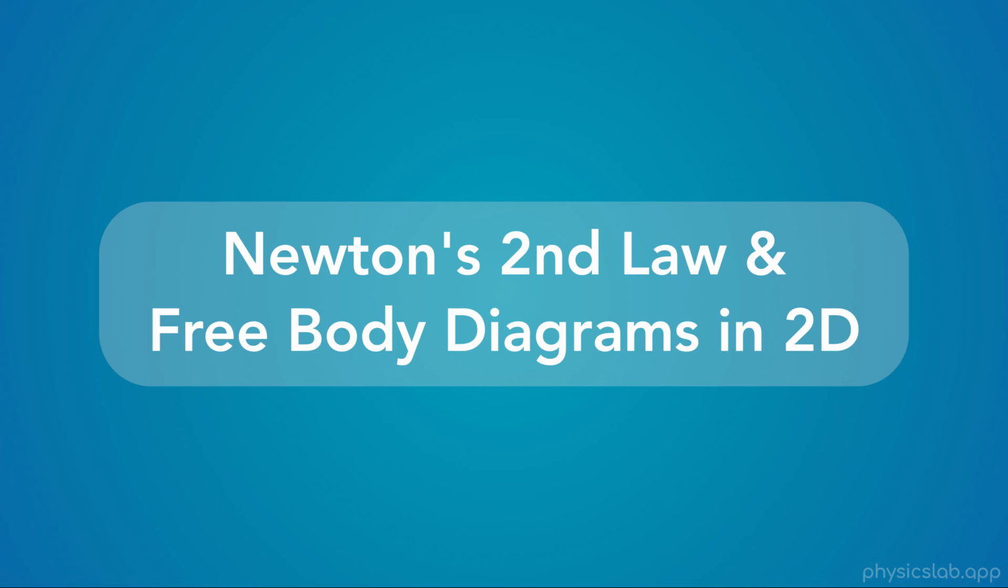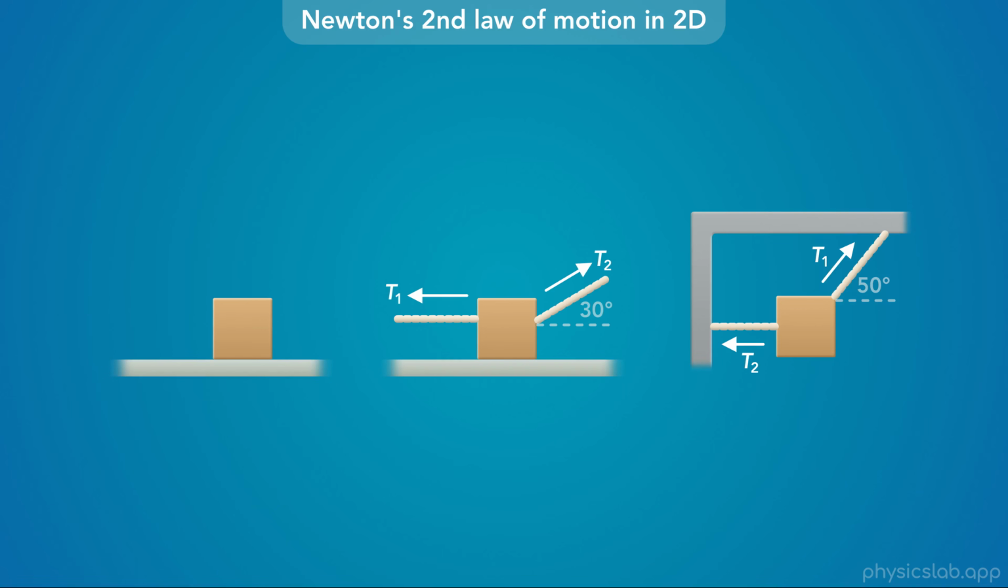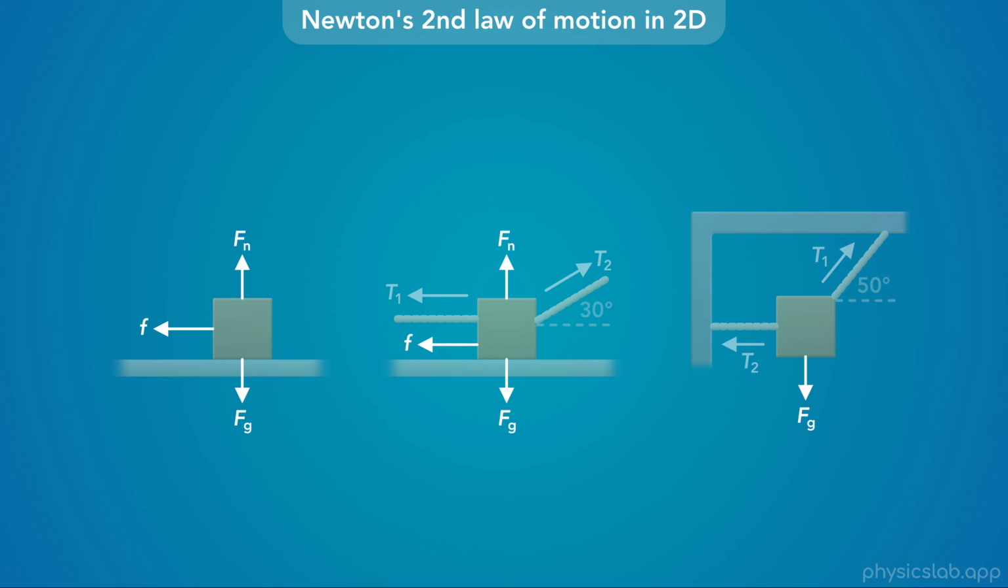Hey everyone! In this video, we're going to learn about Newton's second law and free body diagrams in 2 dimensions. As we'll learn throughout this unit, most scenarios involve more forces than the ones that we're applying to it. On Earth, this includes gravitational, normal, and friction forces. And objects usually move in either the horizontal or the vertical direction, but not both.